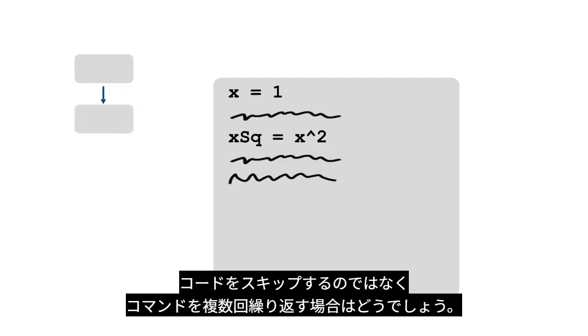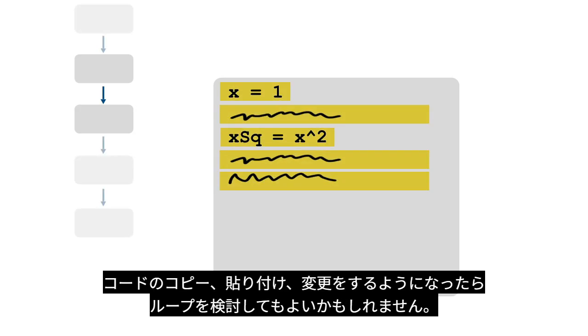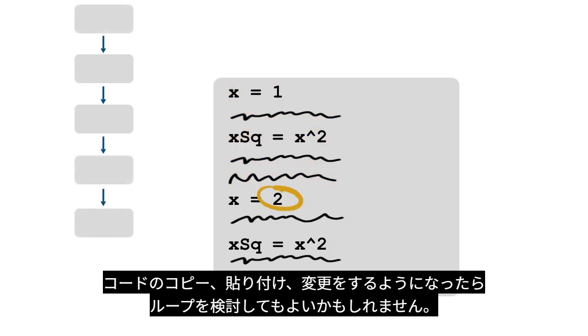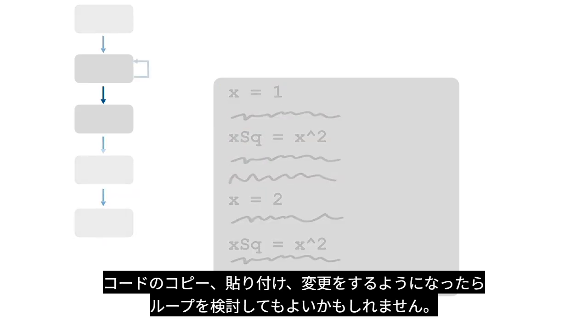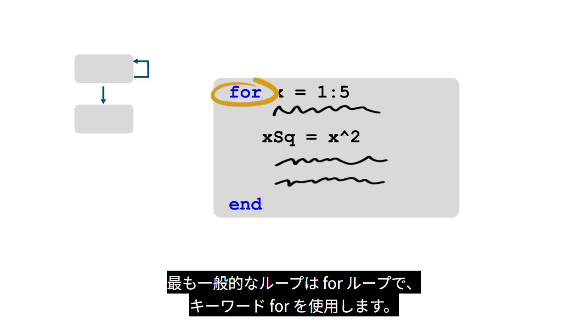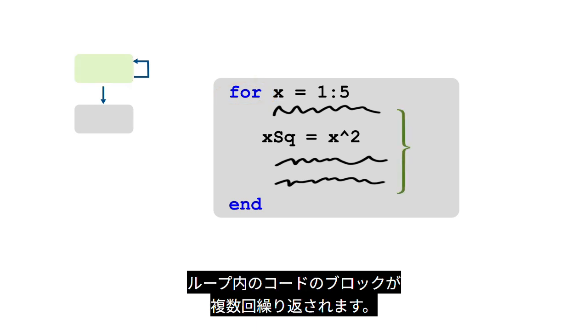Sometimes, instead of skipping code, you want to repeat a set of commands multiple times. If you start copying, pasting, and modifying your code, well, it's probably time to use a loop. The most common kind of loop is a for loop, which uses the for keyword. The block of code within the loop will be repeated multiple times.